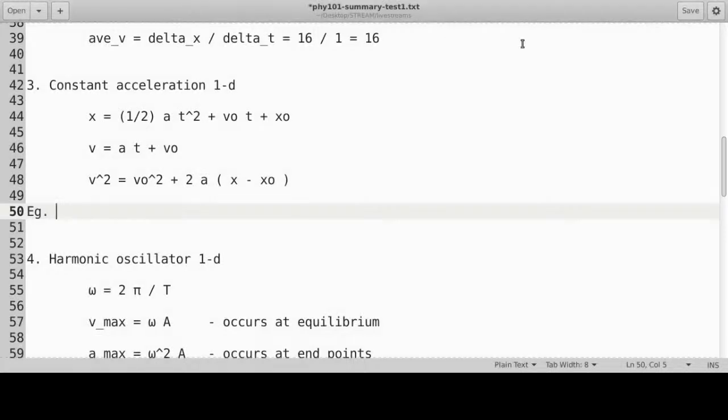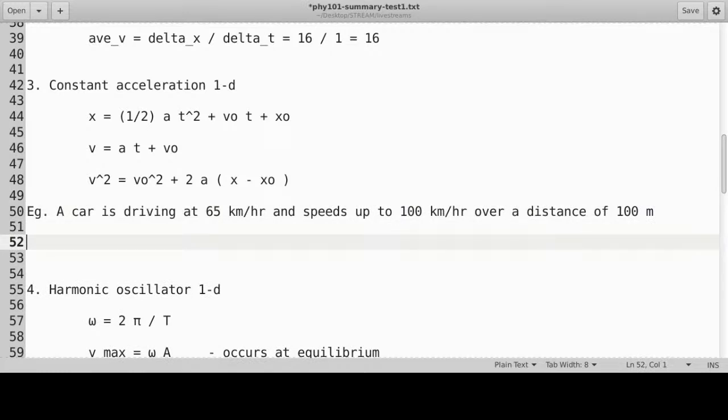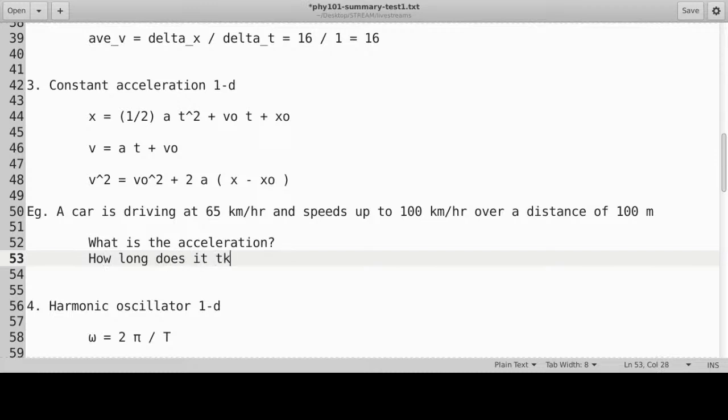Okay, let's just do a car driving. Okay, so a car is driving at, let's say, 65 kilometers per hour and speeds up to 100 kilometers per hour over a distance of 100 meters. Okay, and so two questions here. What is the acceleration? And the other question is, how long does it take to accelerate, to speed up? All right, there we go. It's a 1D problem.